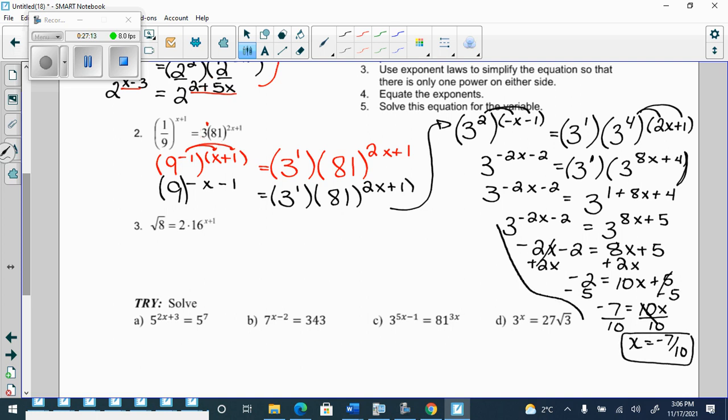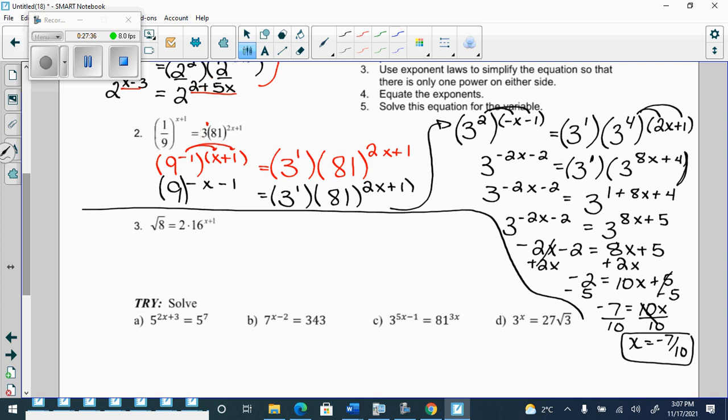Number 3 is our last one. What is the thing that glaringly sucks on this question? The root 8. It sucks. But I can write it as an exponent. Whenever you get a square root, whether it's in Math 3-1 or in calculus, you need to write it as a fraction.